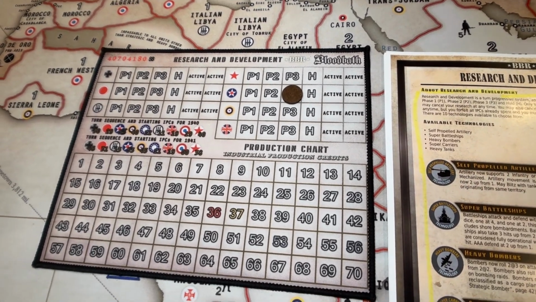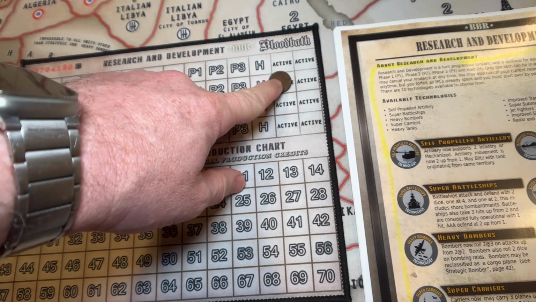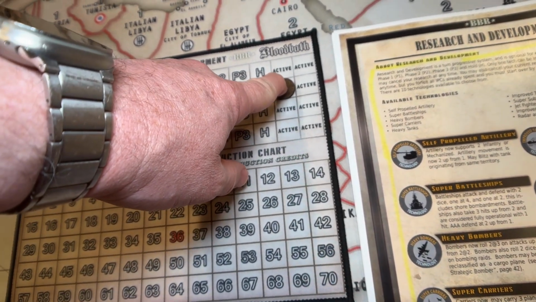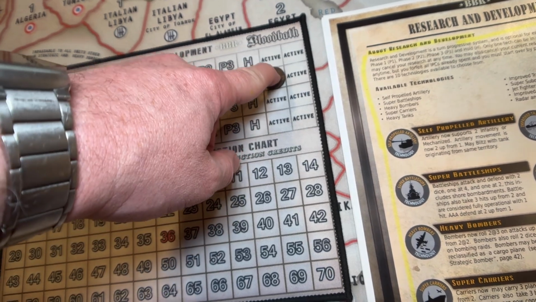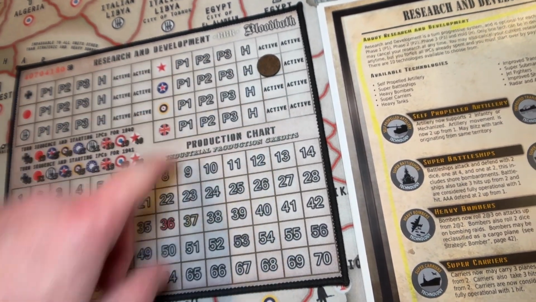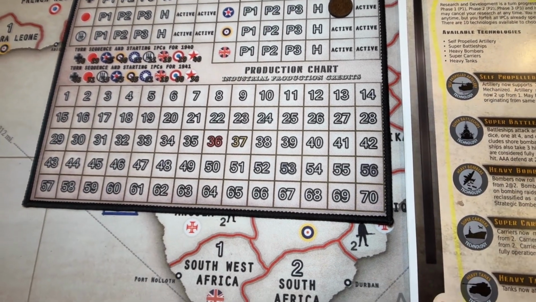This is where you're going to roll a die, a 6-sided die. If you roll a 6, your technology automatically skips over to this active spot right here. You also have to pay 6 IPCs in order to get it there. So at that point, you've paid a minimum of 14 IPCs to get that active technology, but it's spread over 3 turns at least.